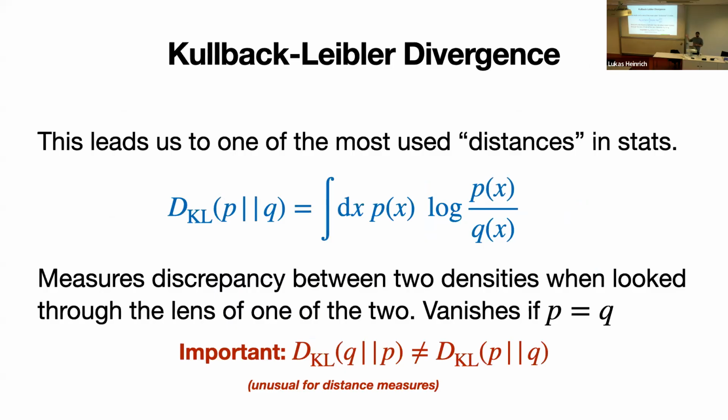Has anybody already heard of this? Yeah, okay, if you're in the statistics lecture, you probably know. So it's basically a distance measure between two densities, and it's an expectation value. Here you take the same weighting function, which is in the numerator, and this measures the discrepancy between two densities, but it looks at the differences through a specific lens of one particular weighting function. If you would use Q as a weighting function, it's different. And so it's a very important point, which is unusual for distance measures: it's a non-symmetric distance. The distance between P and Q is different than the distance between Q and P.